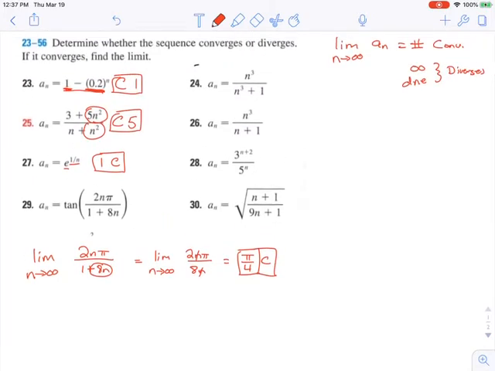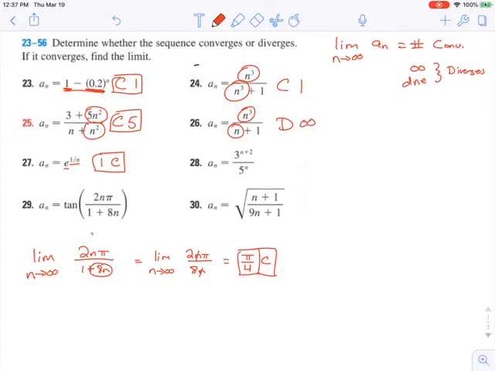Let's look at these over here. Top and bottom have the same dominant term, so this one's going to converge to 1. Okay, this one, the dominant term on top grows a lot faster than the one on bottom, so this is going to diverge to infinity.